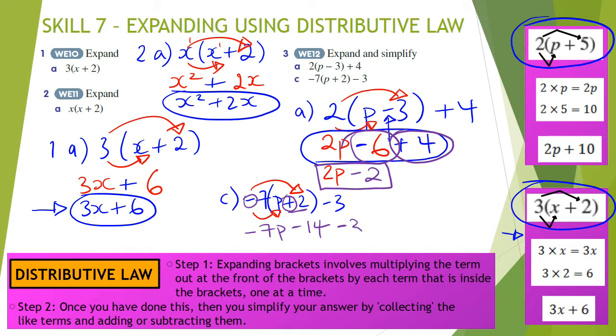On the end, we subtract 3, and the same as last time with question A, we can work out this part here on the end. Use a calculator if you're not sure. So we'll have negative 7p out the front. Negative 14 take 3 is negative 17. That's our final answer.